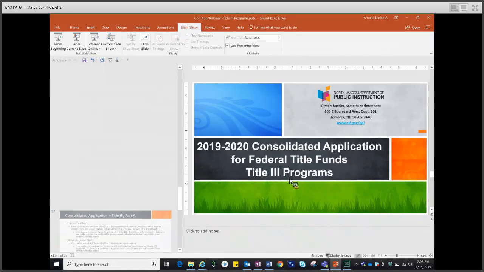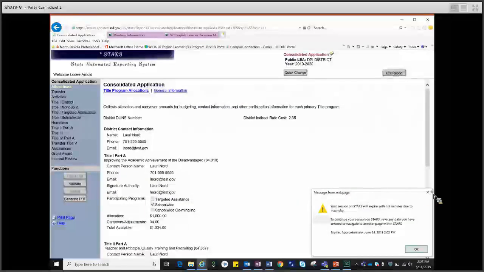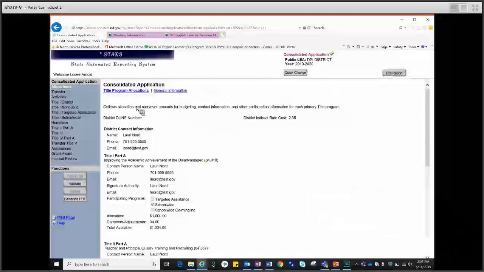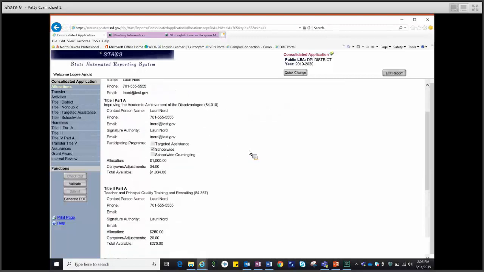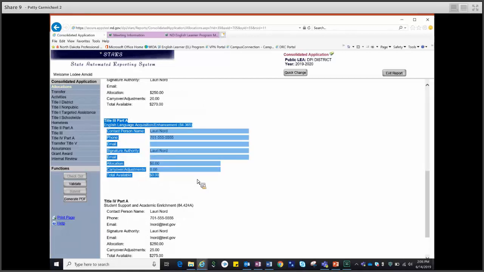Okay, so let's go into the actual consolidated application. Hopefully I'll still be signed in here. Nope, I guess not. So this first page is the allocations page. If you look on the left-hand side here, those are all the different pages that are available in the consolidated application. So this first page, the allocations page, as I told you, lists all those different title programs. And as we scroll down, you'll see Title III is listed. And under Title III, we have the contact person, their phone and email, the signature authority or the authorized rep and their email, and then your allocation amounts.